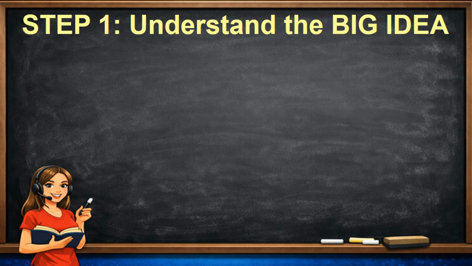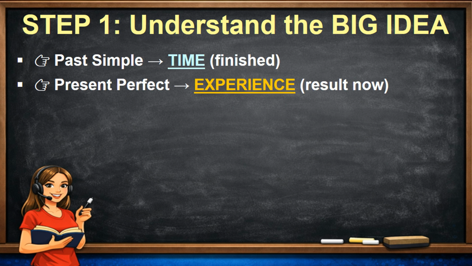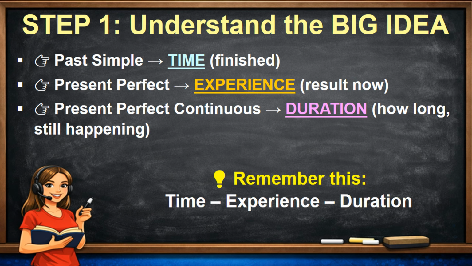Step 1. Understand the big idea. These three tenses are different because they focus on different things. Past simple: time, or finished. Present perfect: experience, or focuses on the result now. Present perfect continuous: duration, or how long, and it is still happening now. Remember this: time, experience, and duration. That's your key.